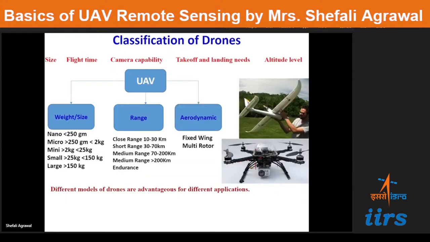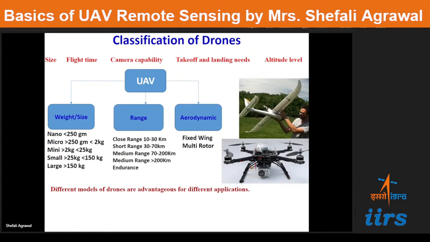Now, drones are also classified. There are different criteria on which drones can be classified into different categories. Some of these criteria are the size or the weight, the flight time, the camera capability, taking off and landing needs, the design type, or the altitude level. We'll talk about the three major categories: the weight and the size, the range, and the aerodynamic capability, that is the design type of the drones.